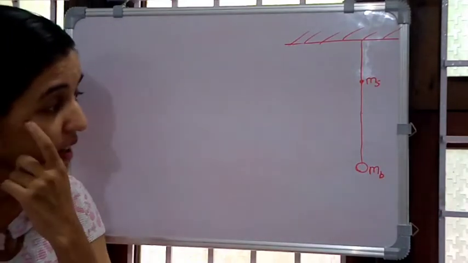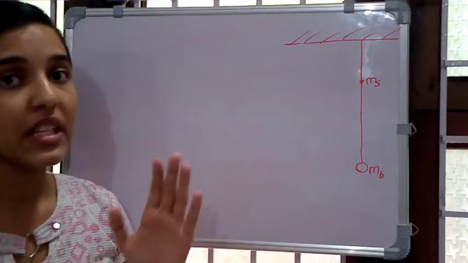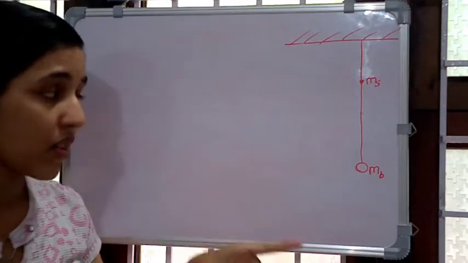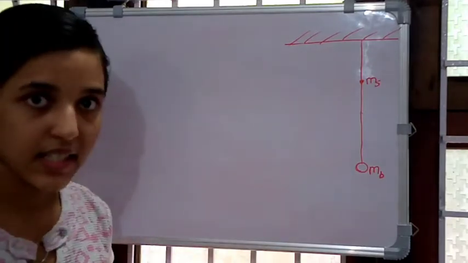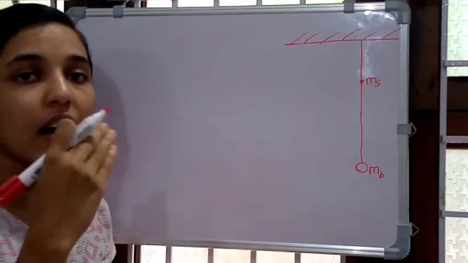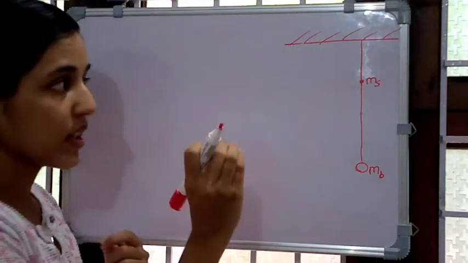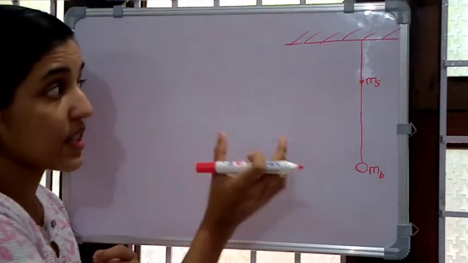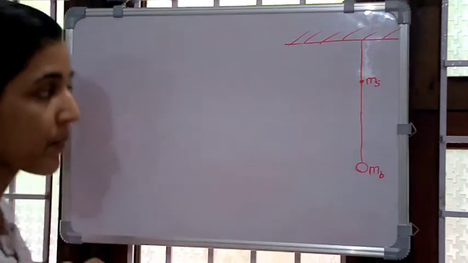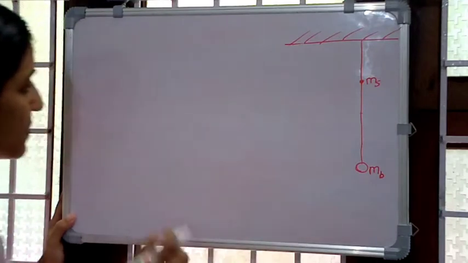Now, in the question, we are asked to find the systematic error of g, the gravitational acceleration. We have to find its error by neglecting the mass of the string. That's an important thing. Note down that in the question itself, it is provided that you don't need to consider the mass of the string. So we have to find the systematic error.